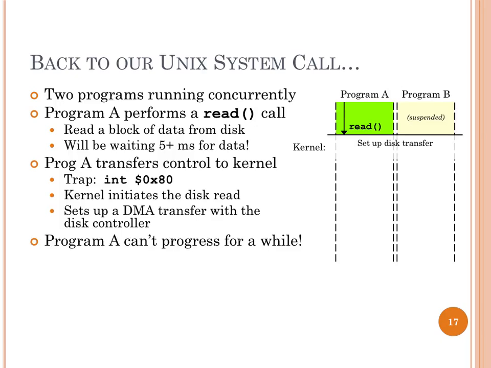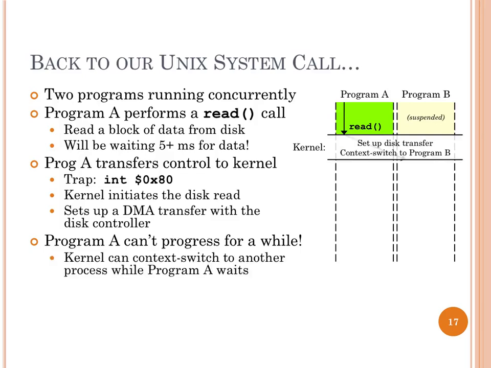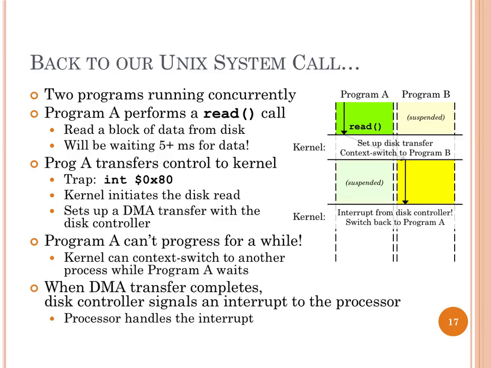So since it can't do anything, it can go ahead and switch to another program, let it run for a while. So now program B is running, program A is suspended. And when the ding goes off at the end, because the disk controller signaled the processor using an interrupt, then the kernel can make sure that data is somehow available to program A.